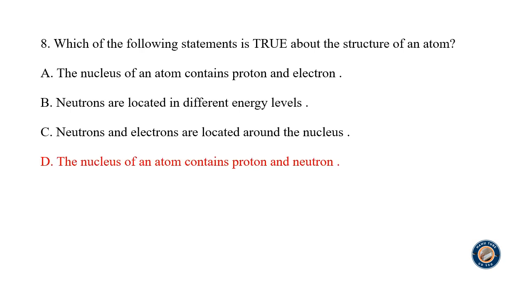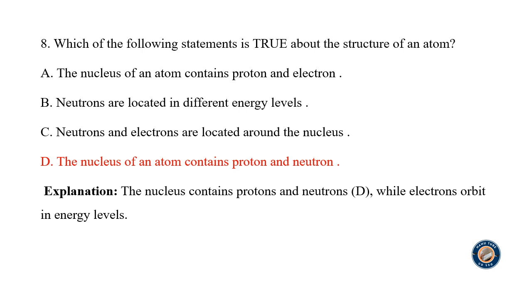The answer is the nucleus of an atom contains proton and neutron. The nucleus contains proton and neutron, while electrons orbit in energy levels.